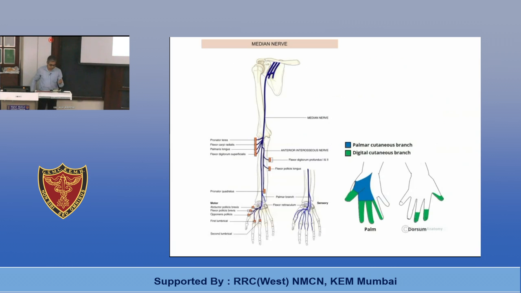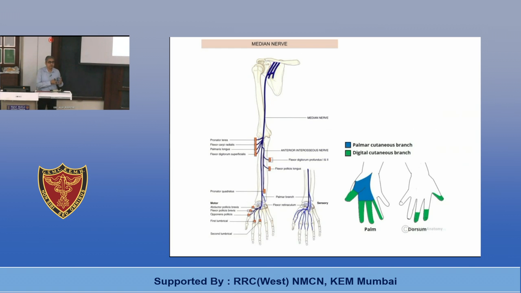Then come to the median nerve. How do you test the median nerve? What are the muscles supplied by the median nerve? Forearm muscles, except one and a half muscles, and they also supply the thenar group of muscles and first and second lumbricals. So how are you going to test the individual muscles? The median nerve also gives the deep muscles of the forearm, which are supplied by the anterior interosseous nerve. How are you going to test that?